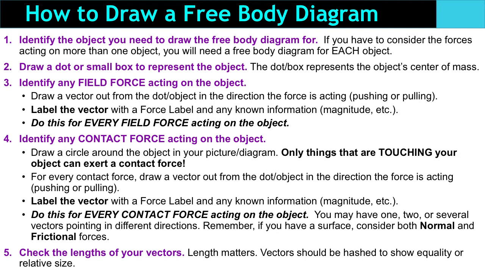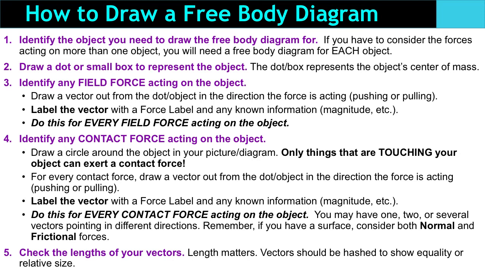It's important because an early mistake that some people make is they put forces that are acting on different objects onto the free body diagram. You have to know the exact object that you're considering. And then you're going to draw a dot or a small box to represent the object. I always draw a dot, but you may see some in other places online that have a box drawn. Totally fine. This dot or box represents the center of mass of the object.